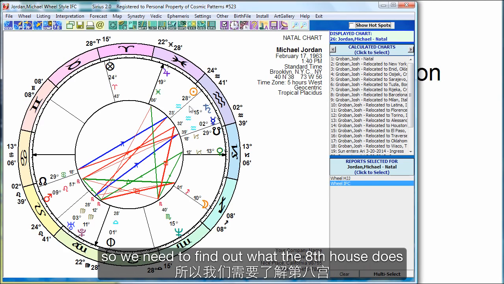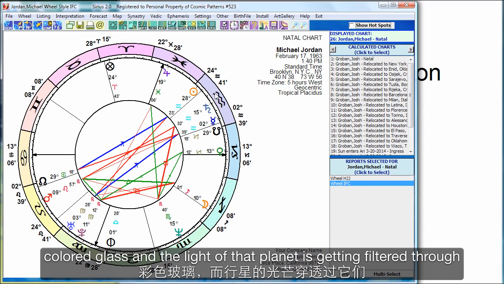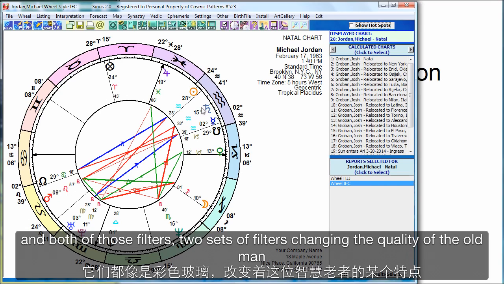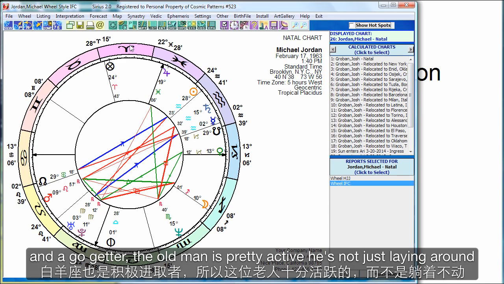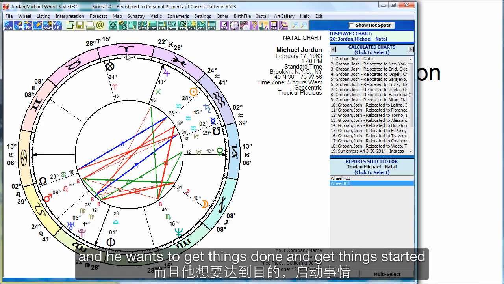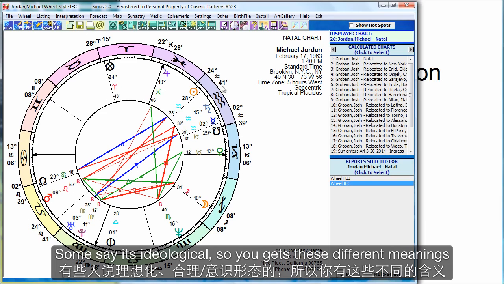So we need to find out what the 8th house does. These are like filters, just like it shows here with the zodiac signs, like colored glass. And the light of that planet is getting filtered through Aquarius and through the 8th house. And both of those filters, like 2 sets of filters, changing the quality of the old man. Okay, so if the old man is an Aries, which is fiery and a go-getter, the old man is pretty active. He's not just laying around. He's young for his age, and he wants to get things done and get things started. And different things are said about Aquarius. Some people say Aquarius is innovative and eccentric. Some say it's ideological. So you get some different meanings.